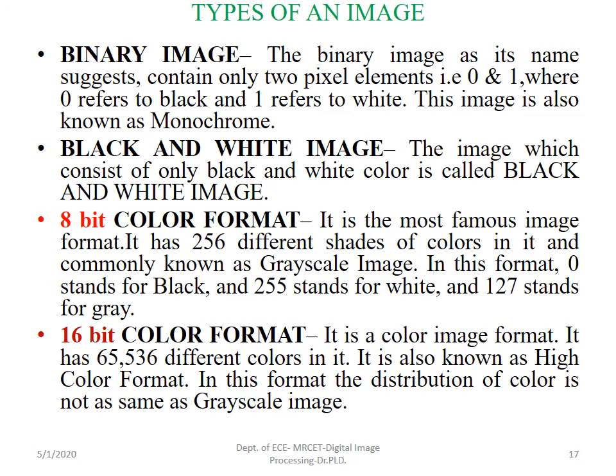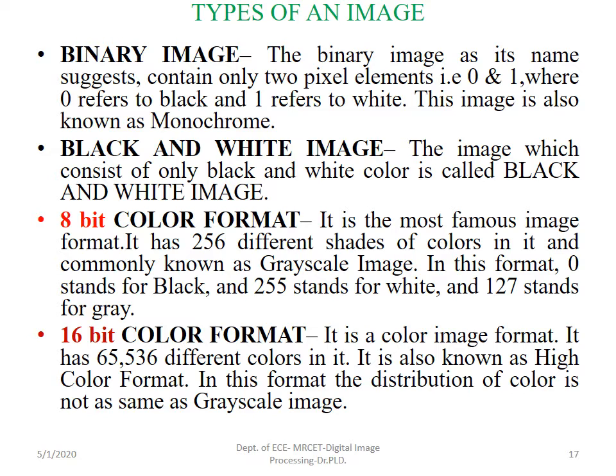4-bit color format is also there. So now let us see the binary image. The binary image, as its name suggests, contains only two pixel elements. Binary means 2, so it consists of 2 pixel element values. The total image is spread with the 2 gray levels only, that is 1 and 0, where 0 refers to black and 1 refers to white. This image is known as a monochrome or black and white binary image.